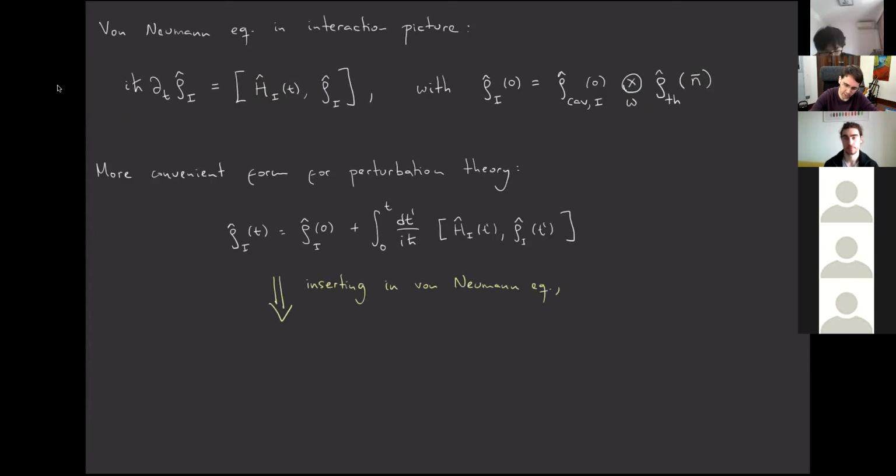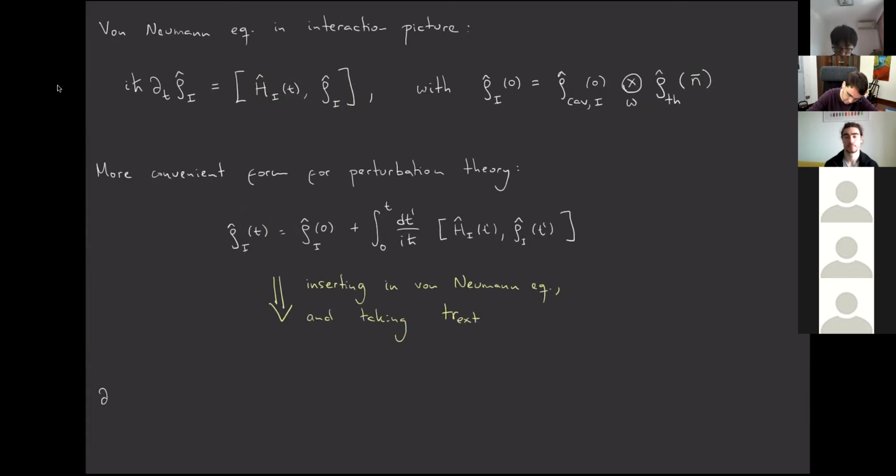So what I mean by that is that we take this rho I of t and we just put it in here in this commutator. So we get this thing in this part of the commutator. And I already take, because we are interested only in the cavity state, the trace over the external modes. What we get is just the following equation that is ready for perturbation theory.